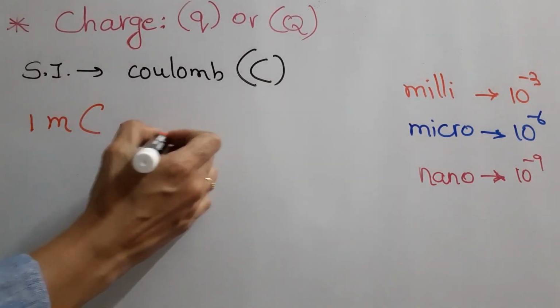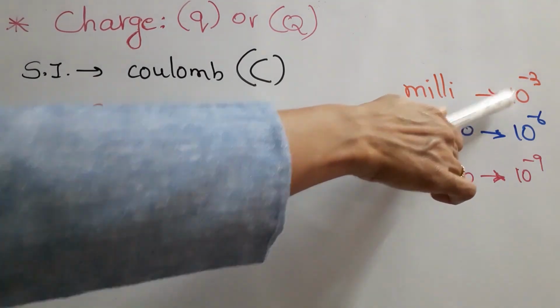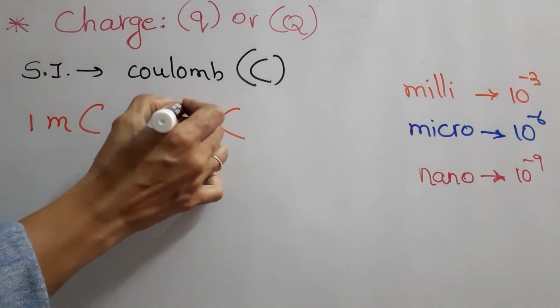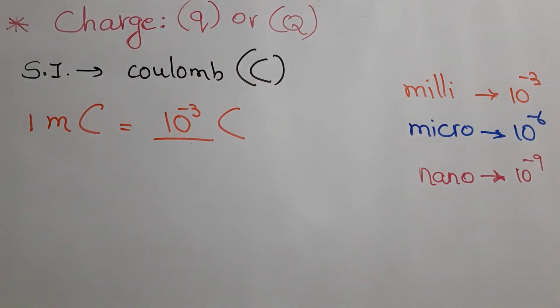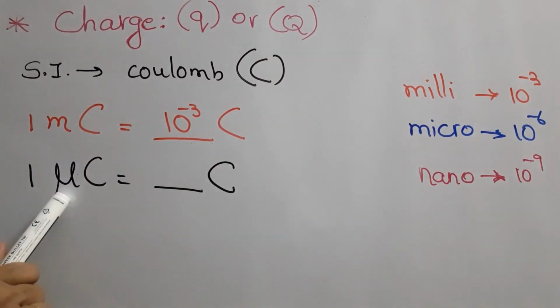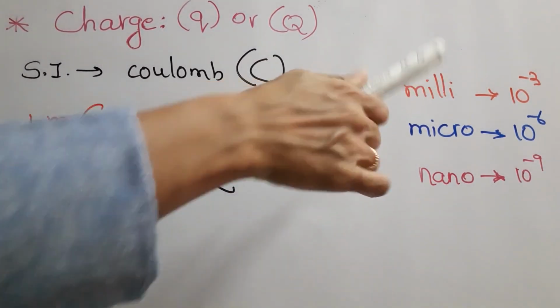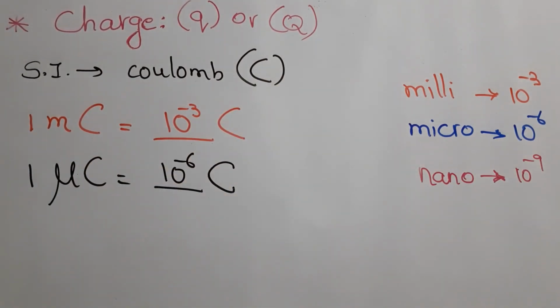So 1 millicoulomb is equal to how many coulomb? Prefix milli has its magnitude 10 raised to minus 3. So 1 millicoulomb is equal to 10^-3 coulomb. Next is 1 microcoulomb. It is equal to how many coulomb? Micro prefix has magnitude 10 raised to minus 6. So it is equal to 10^-6 coulomb.